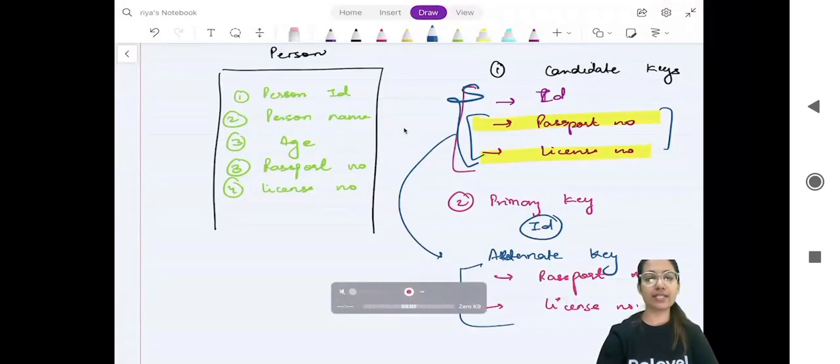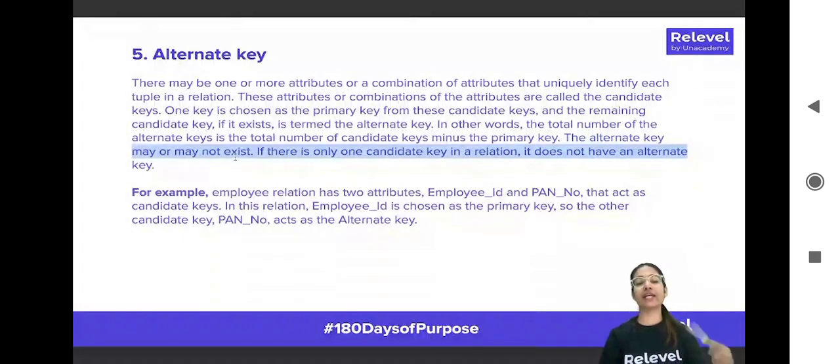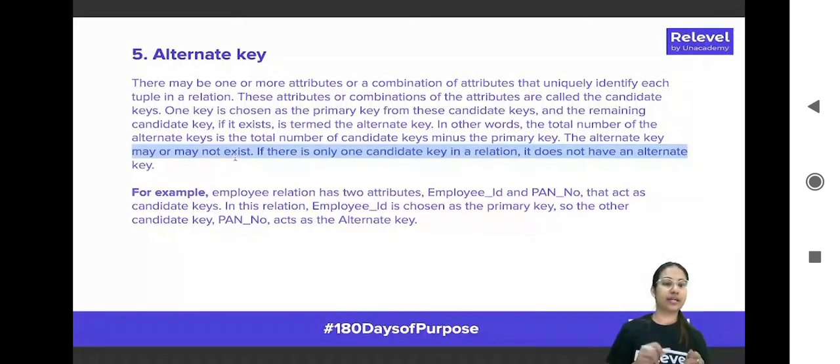That is why it says in the very definition as well that the total number of alternate keys is the total number of candidate keys minus the primary key. And in a relation, the alternate key may or may not exist, like it did not exist in the students table. If there is only one candidate key in a relation, you would not have an alternate key, because that single candidate key will become the primary key.